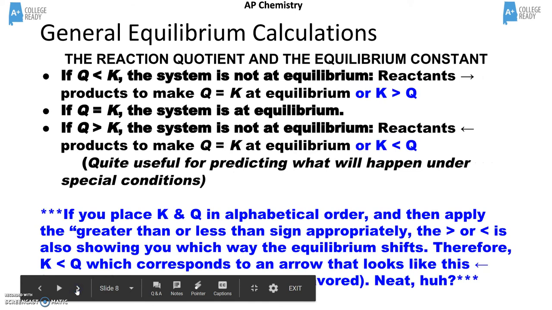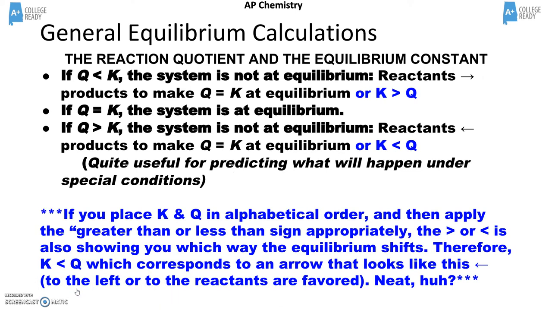So, just a refresher, when K is less than Q, the system is not at equilibrium and the reactants are favored. But notice, I just said K less than Q. Watch the arrow. You'll have to flip that in your brain and go, oh, that means Q is greater than K. Obviously, Q equal to K is equilibrium. When K is greater than Q, we're going to be shifting to the product side, right? That means, again, Q is less than K.